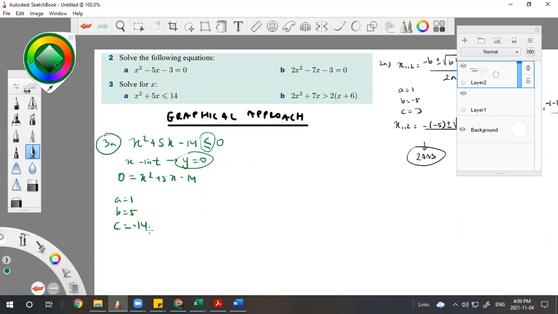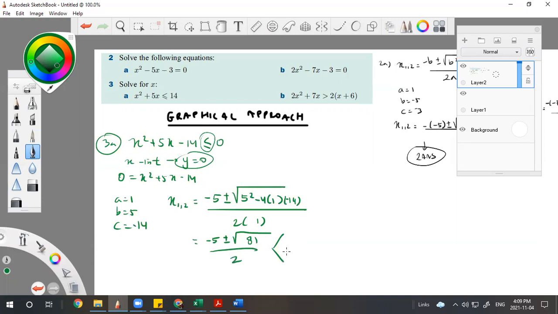Okay, the 14 is so bad. So what you need to do now is try to find x1, 2. So negative b plus or minus the square root of b squared minus 4ac, over 2a. I will give you the shortcut by using a calculator. What is 5 squared minus 4 times 1 times negative 14? 81. Wow, it's a good number. Oh, nice. So what is the square root of 81? 9. So negative 5 plus 9 over 2 or negative 5 minus 9 over 2.